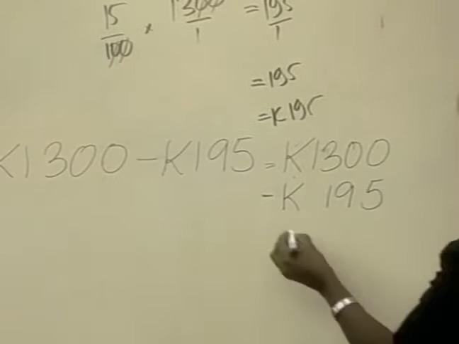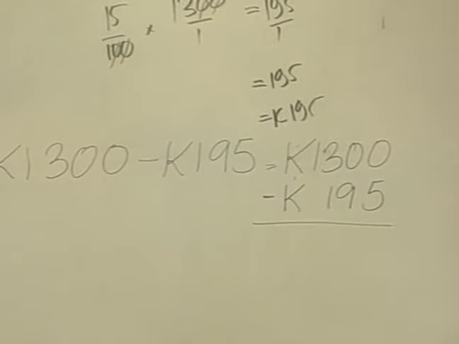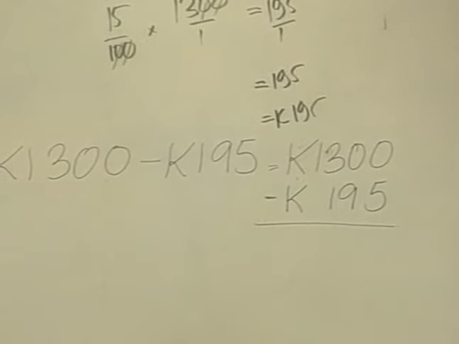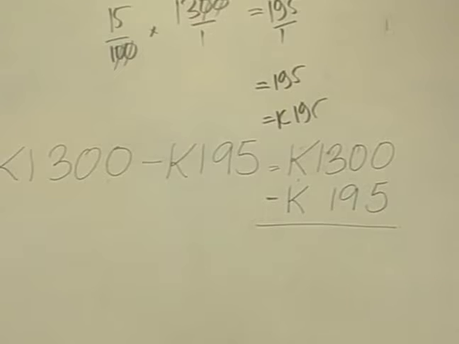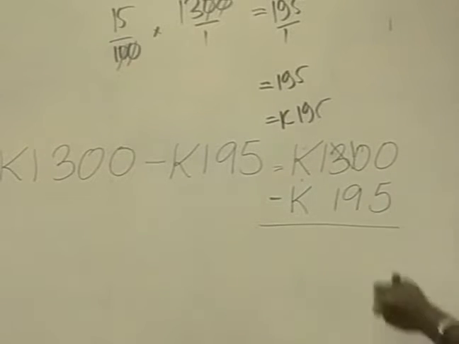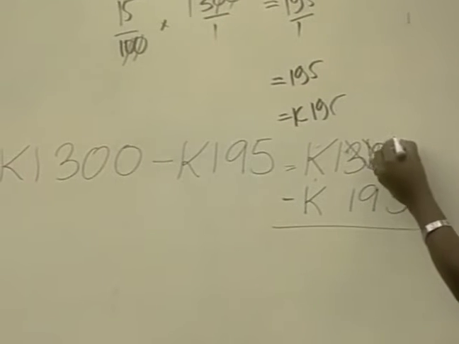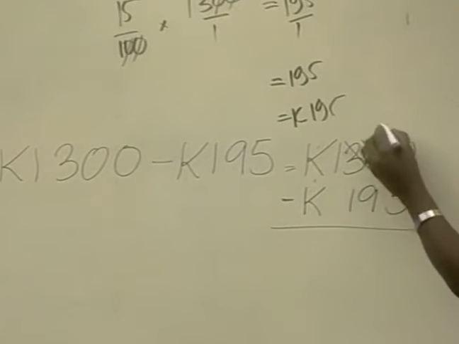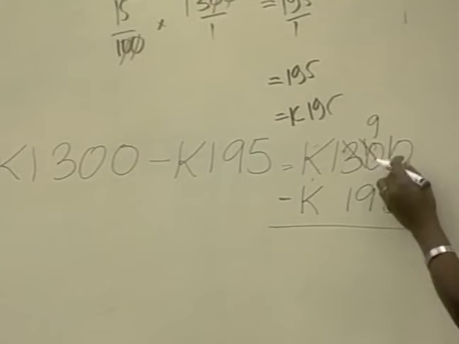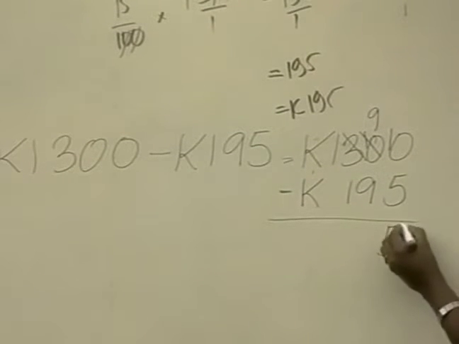Okay, let's work out our answer together on the board. 0 take away 5? Cannot. What do we do? We borrow from where? 3. Make this 10. We borrow another one from 10. We make this 10. We are left with 9. 10 take away 5 is 5.